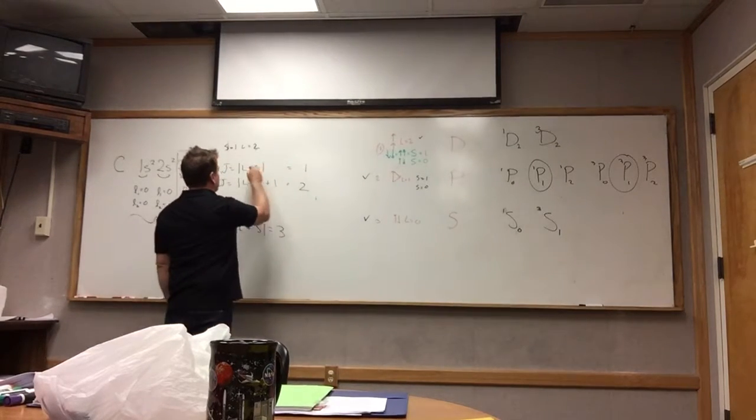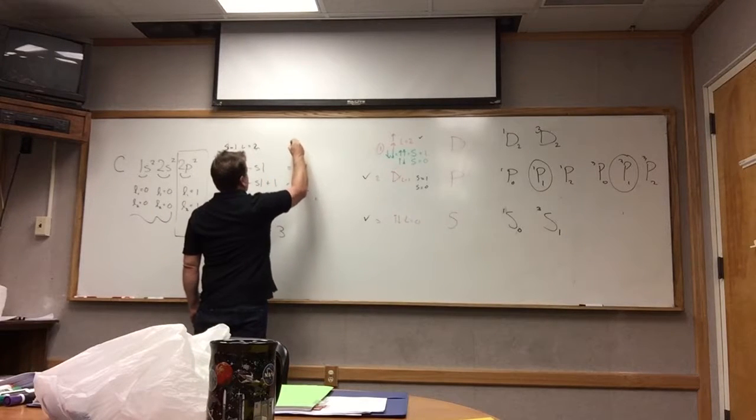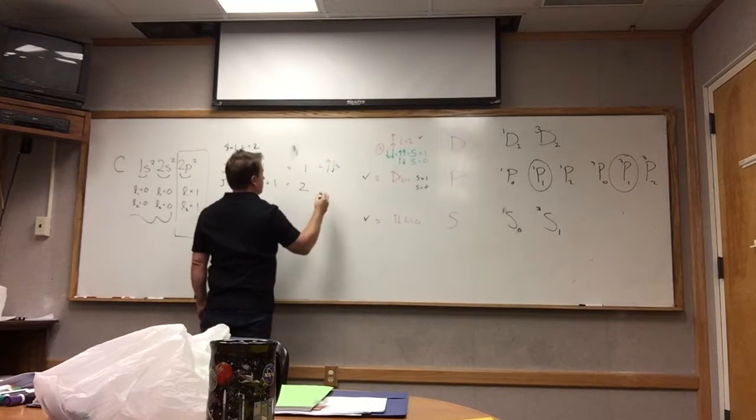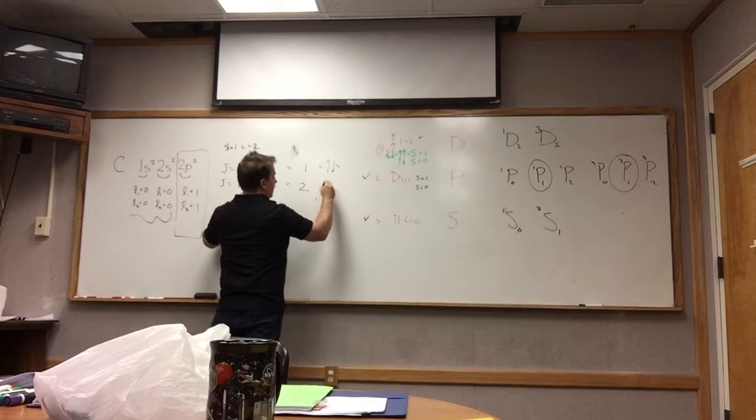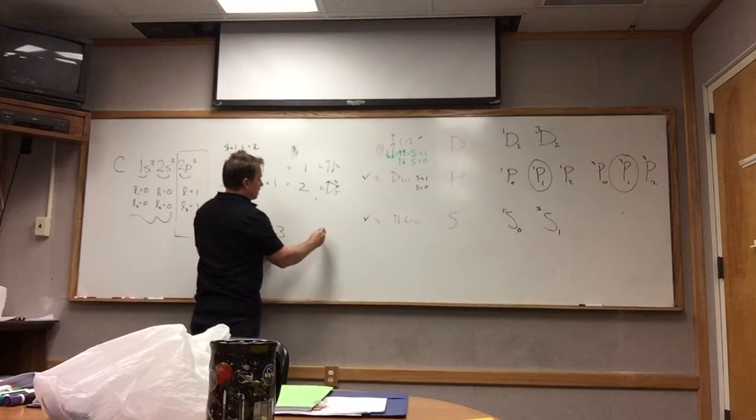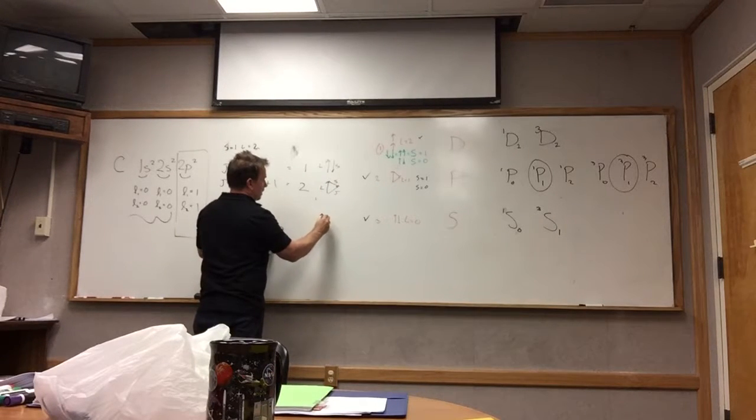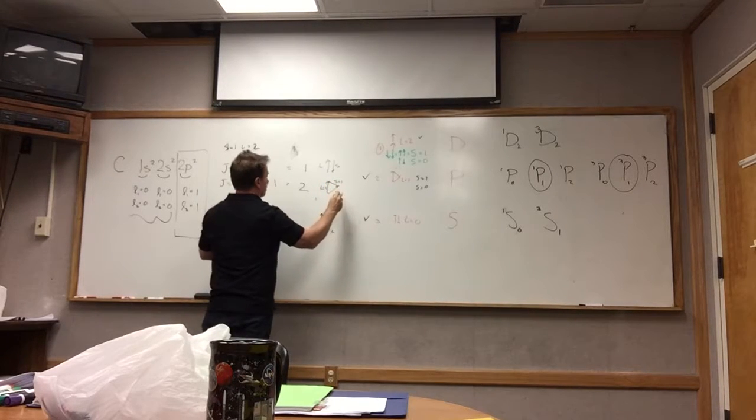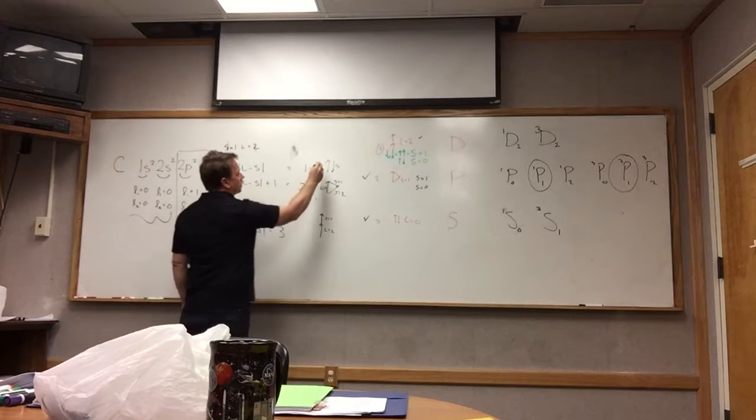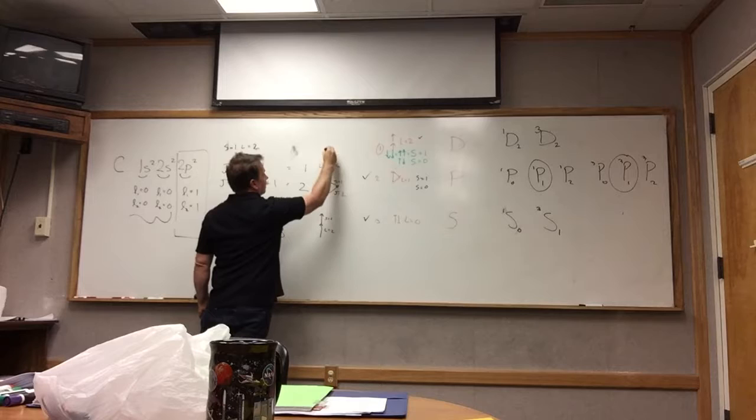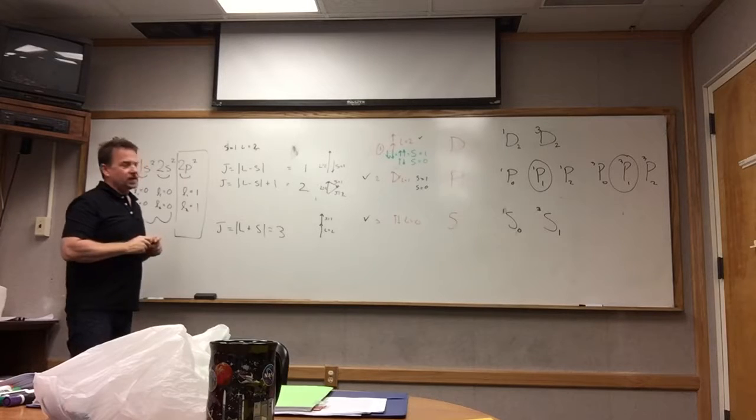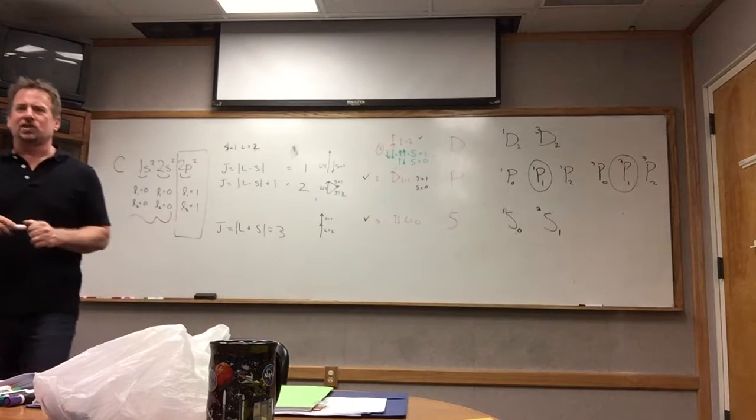And again, if you were to draw this, this is L, S. Let me draw it over here. This is L, S. S equals 1, L equals 2. I know, it's kind of weird doing quantized vector addition, isn't it?